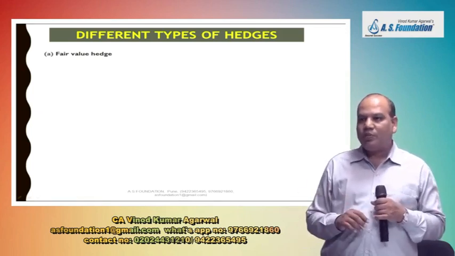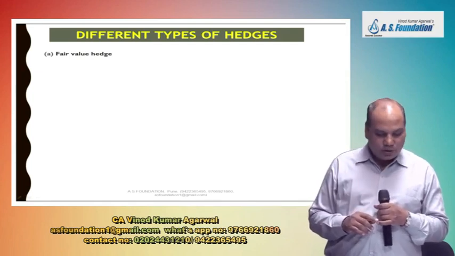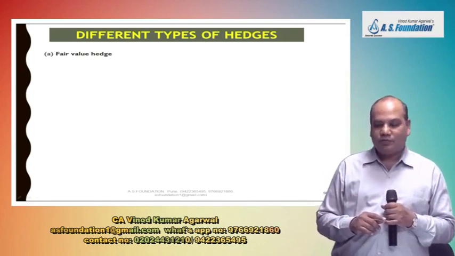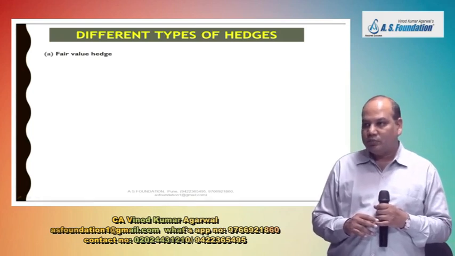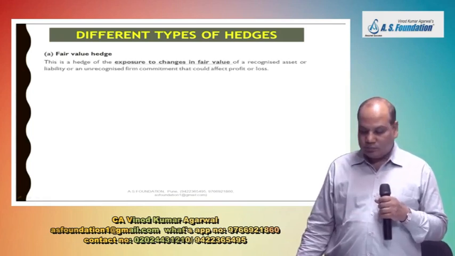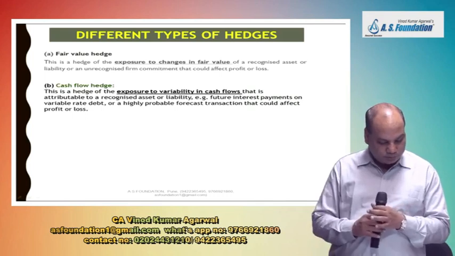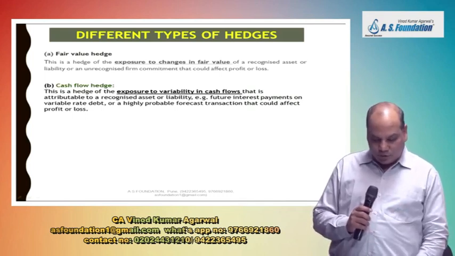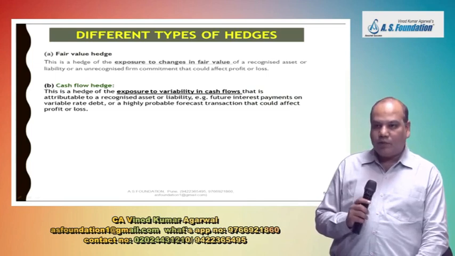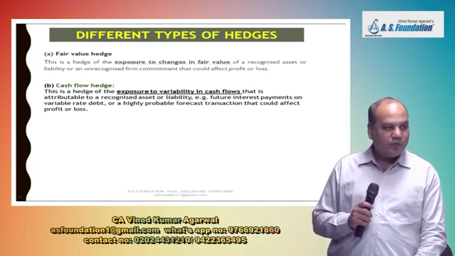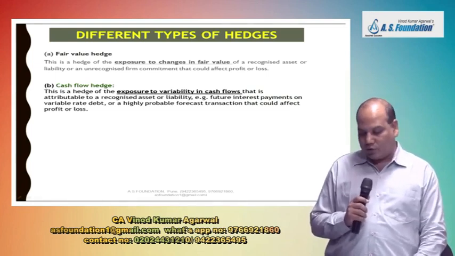Now for accounting purposes, in this chapter there are three types of hedges. Which are the three types of hedges here? One is called a fair value hedge, the second is a cash flow hedge, and the third is a hedge of a net investment in a foreign operation.